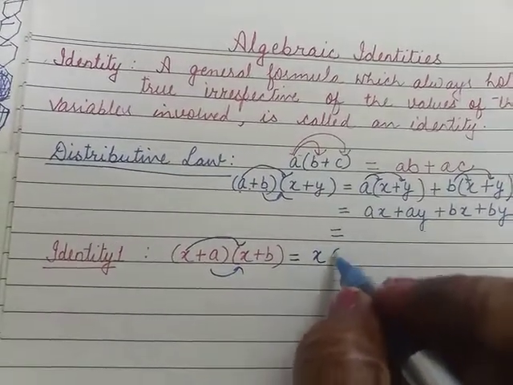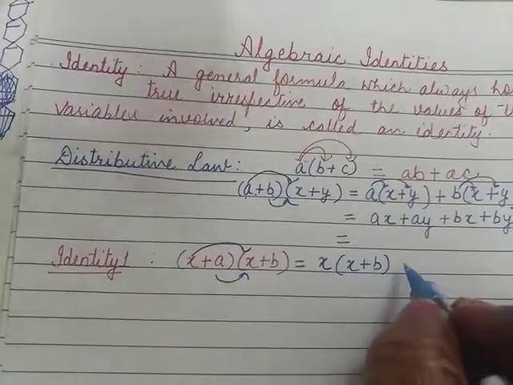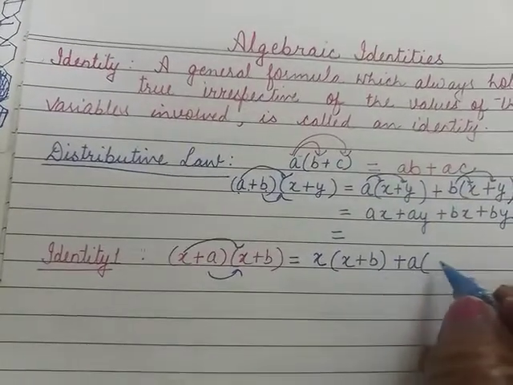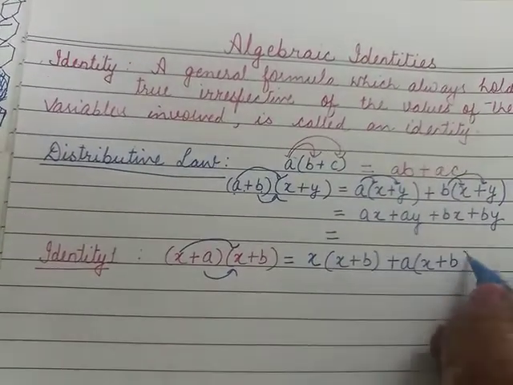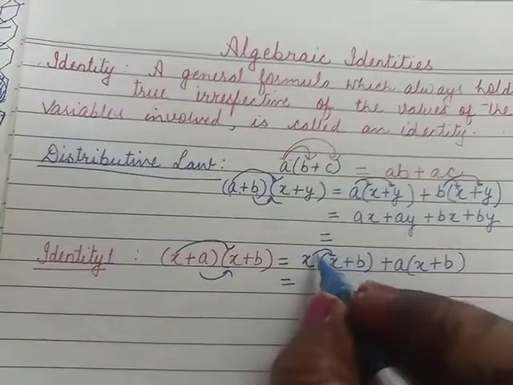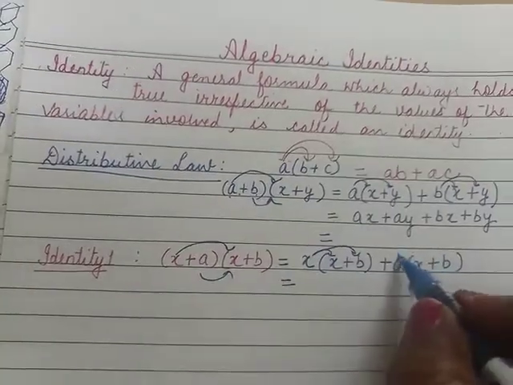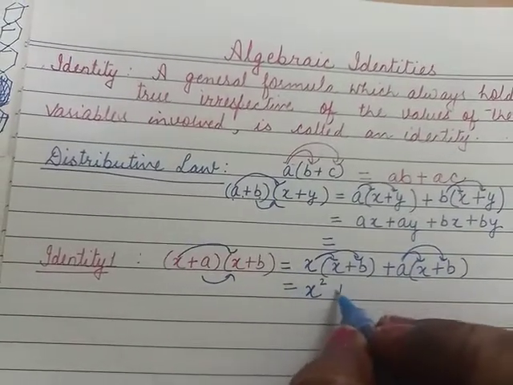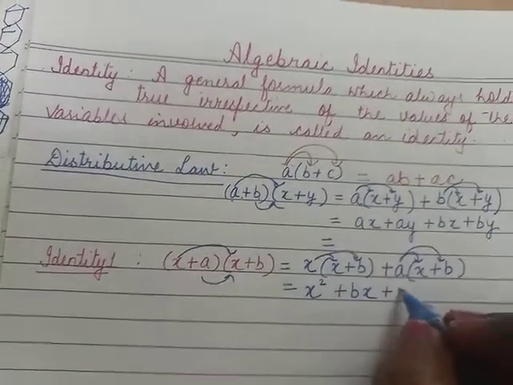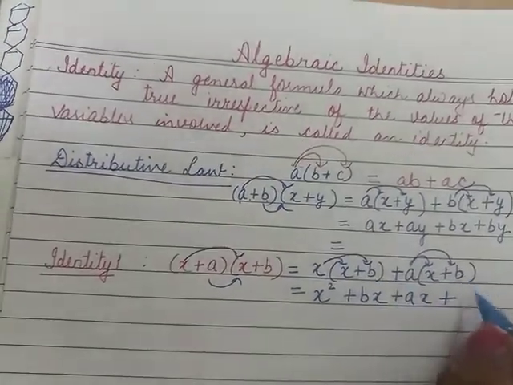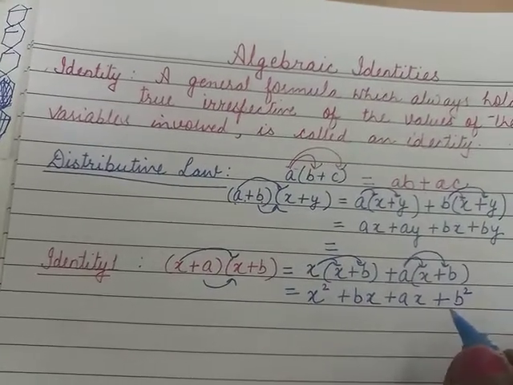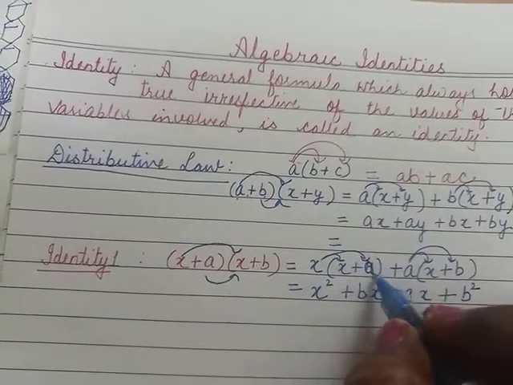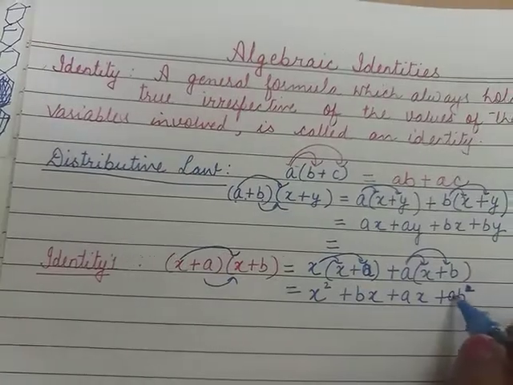So I write x bracket x plus b. Then plus sign is there, so I write plus sign a, and a is also multiplied with x plus b. Now this x is multiplied with both the terms inside the bracket as well as a, both the terms are going to be multiplied. So what we get? x square plus bx plus ax plus, a into b will give you ab.